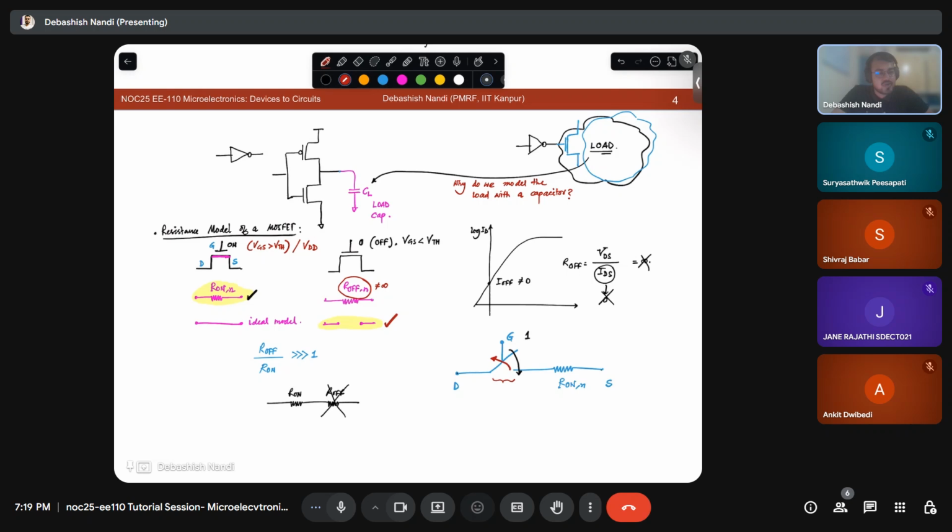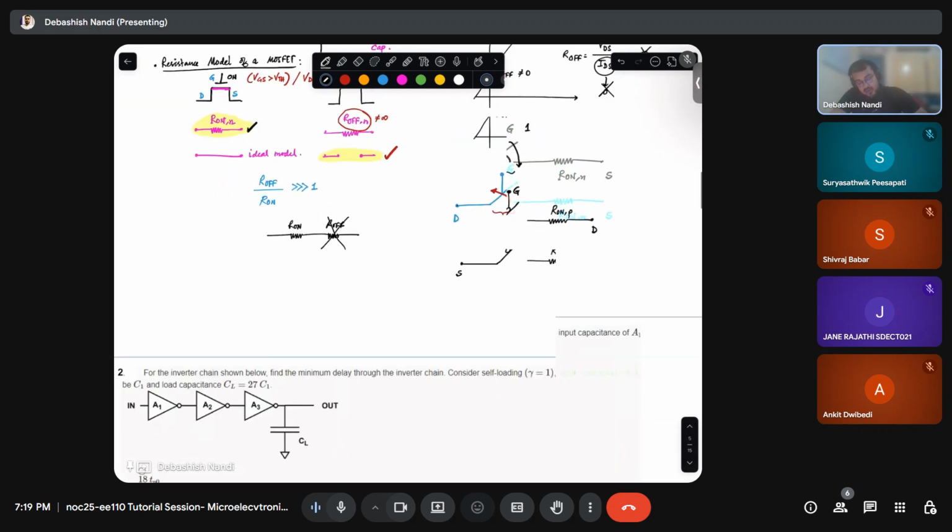So this is a way we will represent the transistors. Okay. PMOS is the same, just the on and off condition is opposite. And for PMOS, we express it as, so this will be your source, this will be your drain, this is your R on P, and this is your G. Okay, this is the switch resistance model of the transistor.